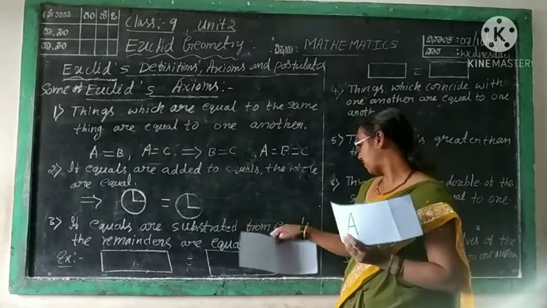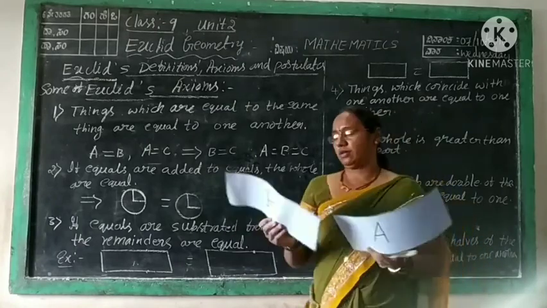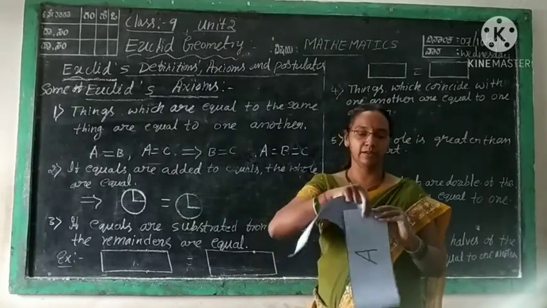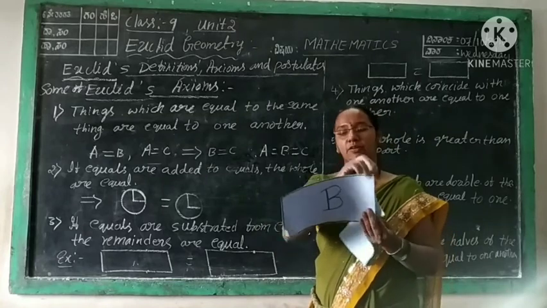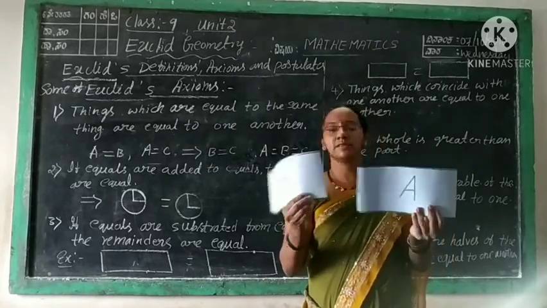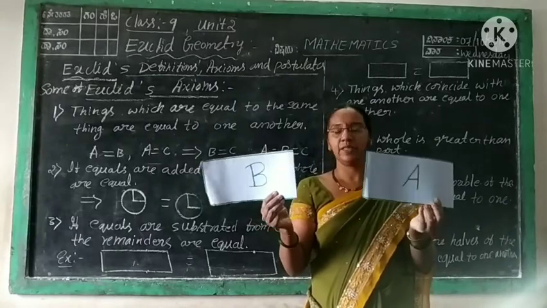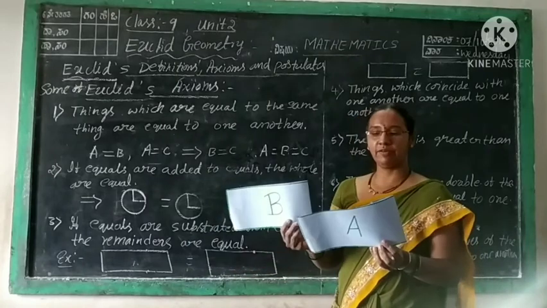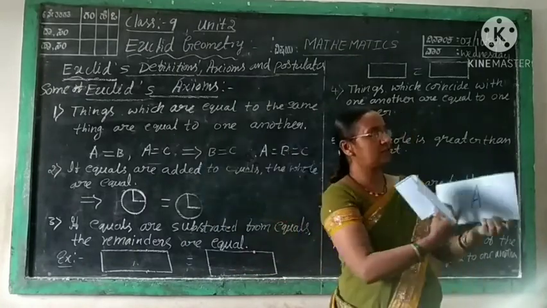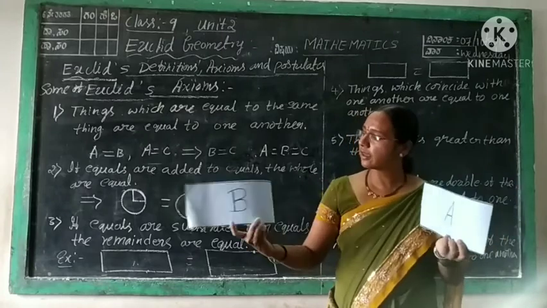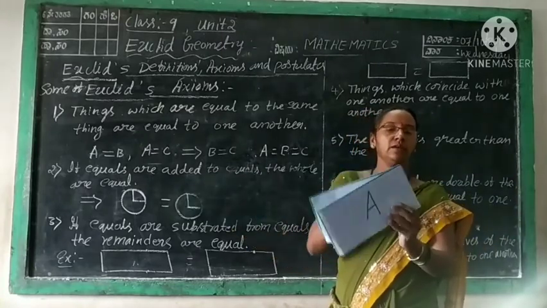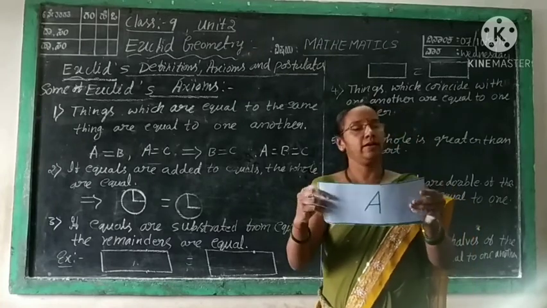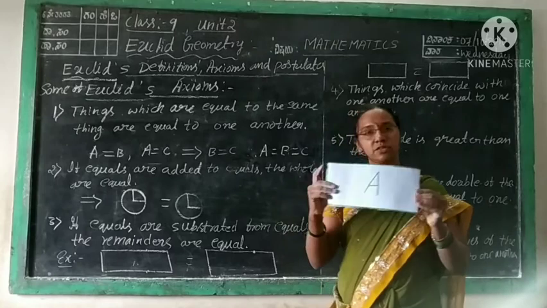Then we subtract from equals. We subtract the same length from the two rectangles. Then the remainders are equal. This is one remainder, this is another remainder. Both are equal. It is given in the third statement.